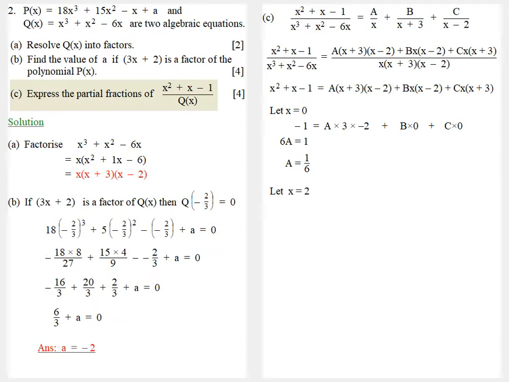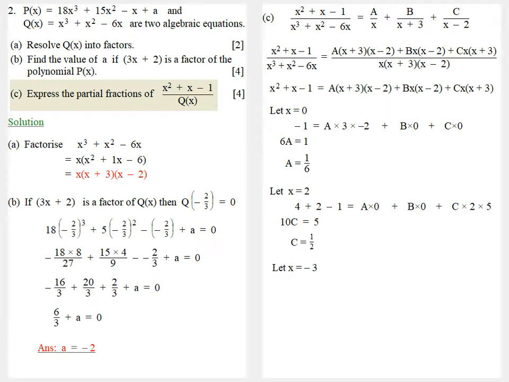Another one to choose is x equals 2. Now on the left-hand side you get 2 squared plus 2 minus 1. So that's 4 plus 2 minus 1. And on the right-hand side you get a times 0 plus b times 0 plus c times 2 times 5. Now that simplifies down to 10c is equal to 5, and so c is equal to a half.